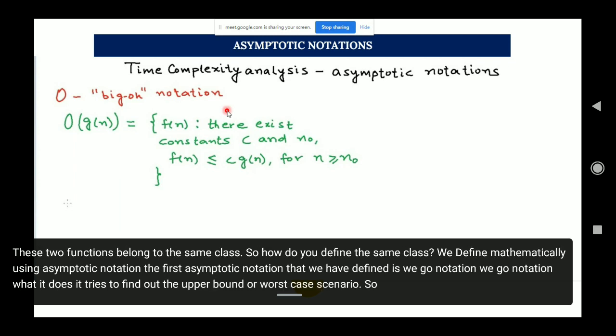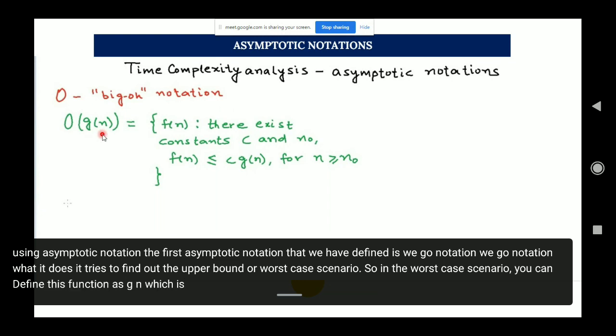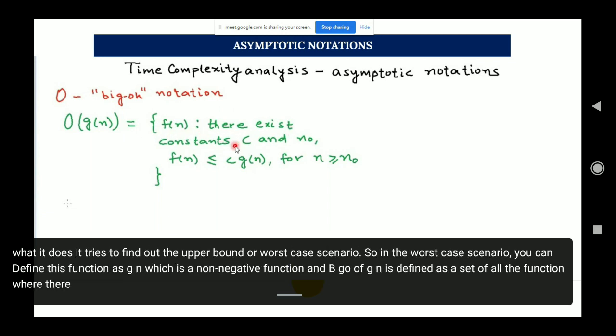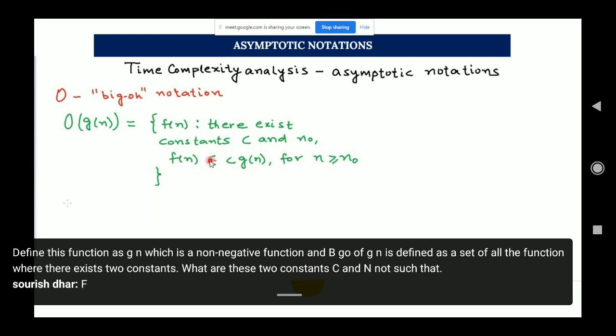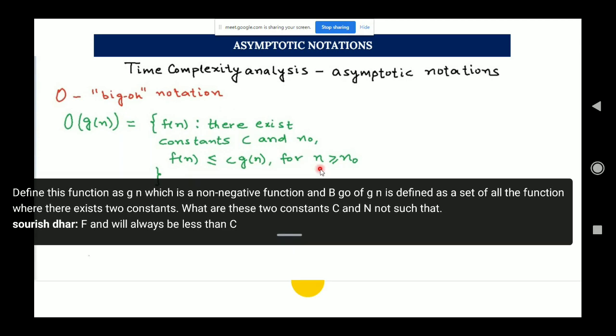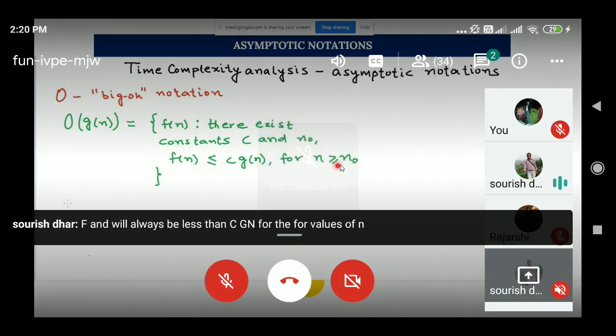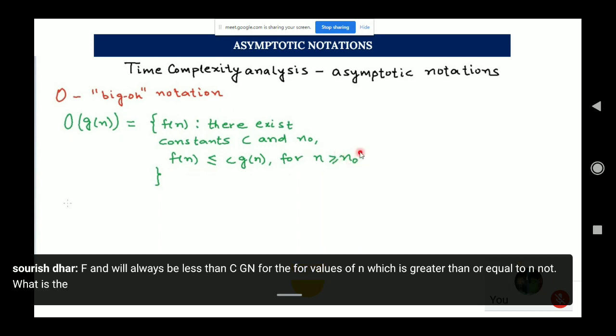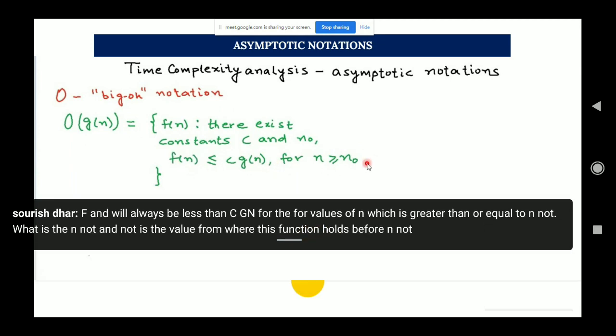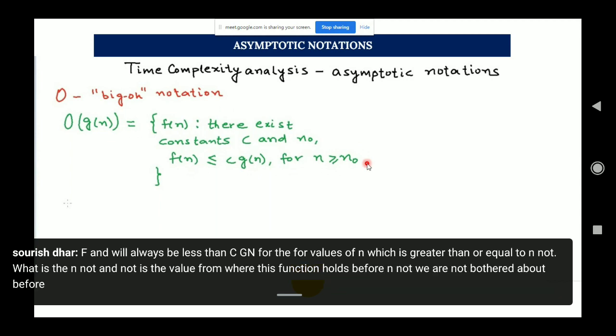So in the worst case scenario, you can define this function as Gn, which is a non-negative function, and big O of Gn is defined as a set of all the functions where there exist two constants. What are these two constants? C and n naught, such that Fn will always be less than Cgn for values of n which is greater than or equal to n naught. What is the n naught? N naught is the value from where this function holds. Before n naught, we are not bothered about it. Before n naught, we are totally ignoring it.